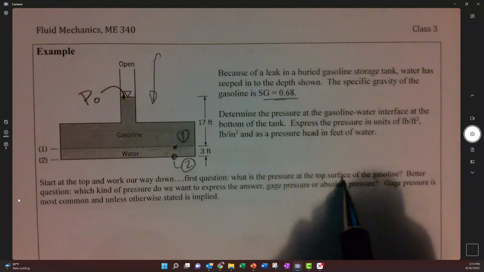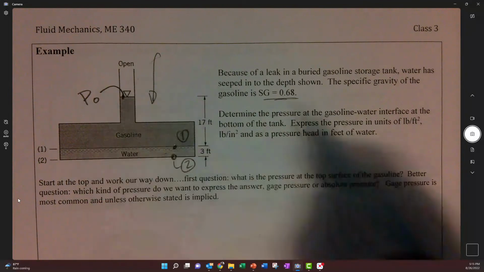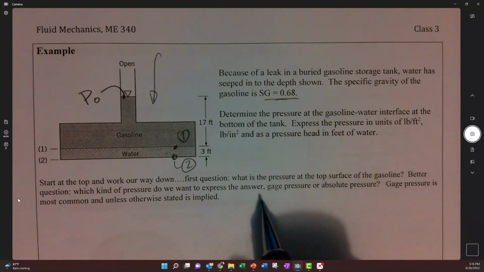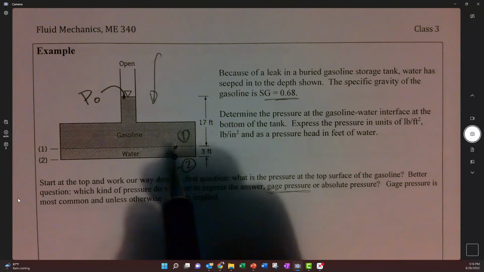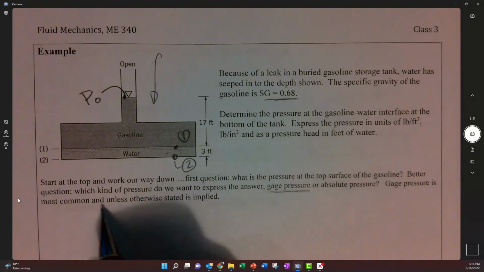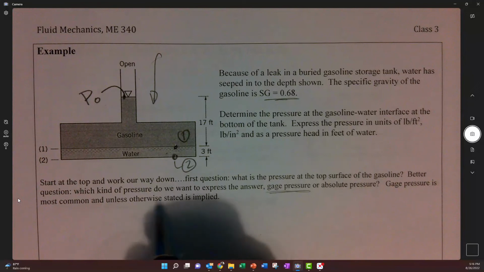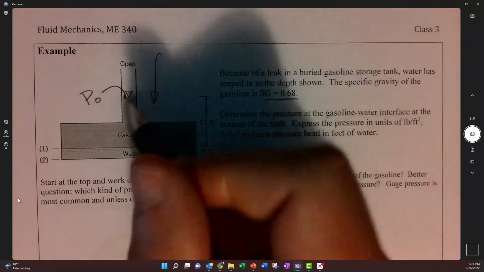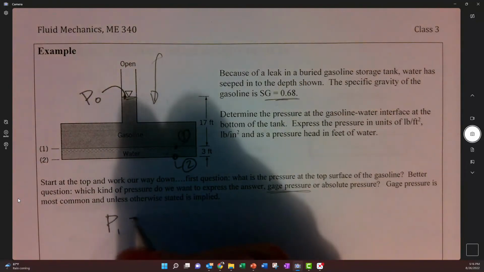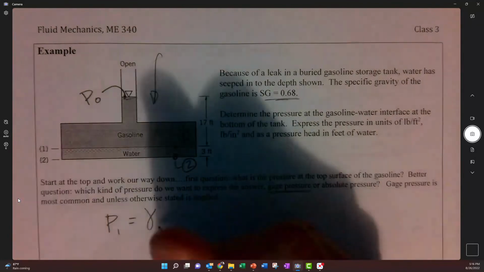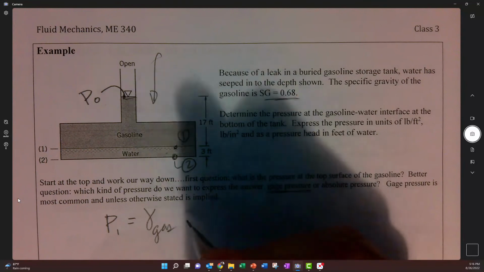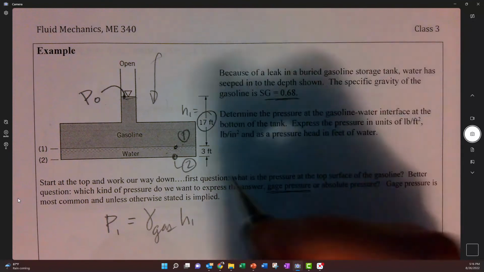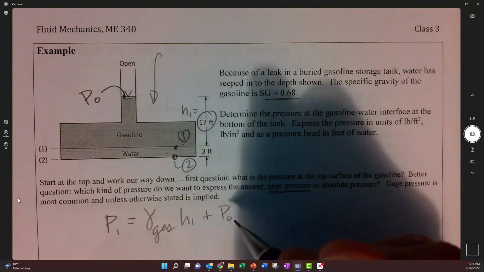What is the pressure at the top of the surface of the gasoline, right? So we're going to assume that it's going to be, no, I'm going to go ahead and use atmosphere as being 0. So we're going to treat it like gauge pressure, all the pressures we're going to answer with this. It's the most common, and so we're going to use it unless we say that it's going to be absolute. So if we want to find the pressure at 1, we swim downwards from the top and get down there. So P1 is equal to the gamma of gasoline, and I'm just going to write gas, times H1, and I'm going to call this H1 right here. So H1 is equal to 17 feet plus P0, which is atmospheric right there, right?